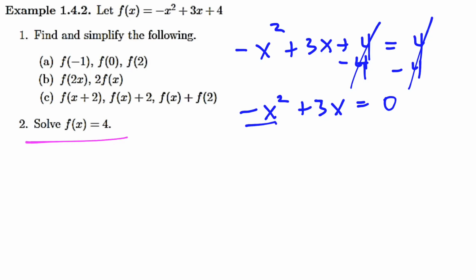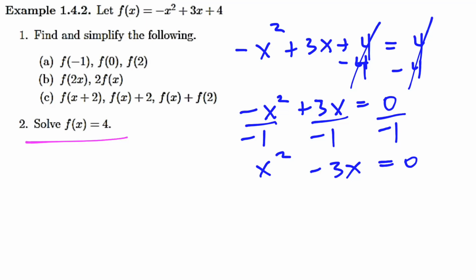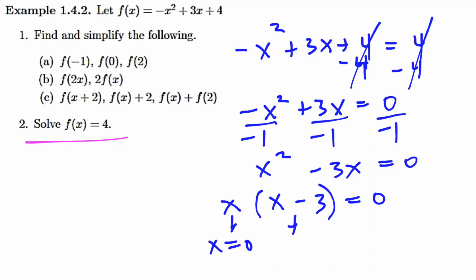Alright, let's divide everything by negative 1 to get that leading 1 out of there, and then we'll factor. When we're solving these quadratics, you can just go ahead and factor them. Of course, you could always use the quadratic formula, but in this case, the factoring is going to be quicker. So to get a true statement, either this factor would have to be 0, or this factor would have to be 0.